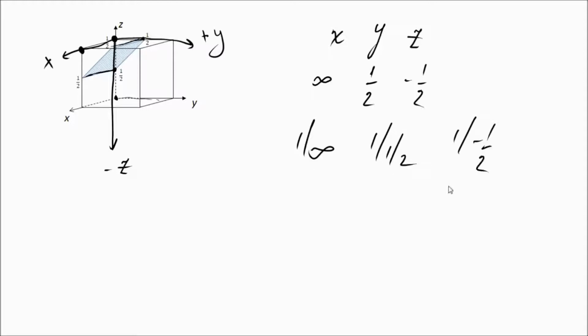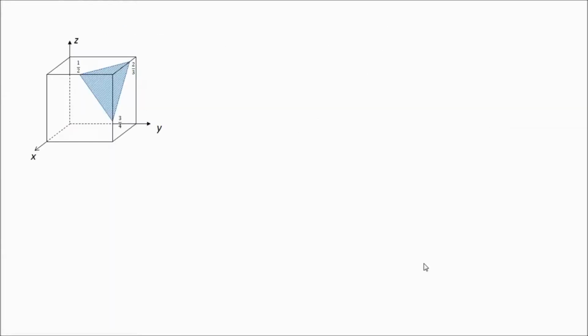It will be 0, 2, negative 2, and enclose in a bracket. Next, for this plane, again, if you see, this triangular plane is gathered around this point over here. So it will be my origin.